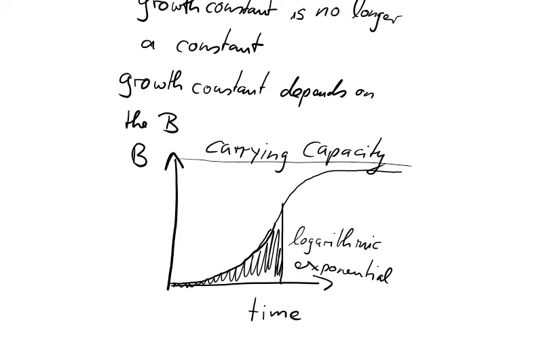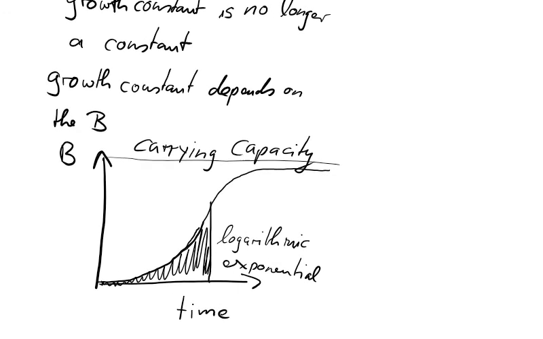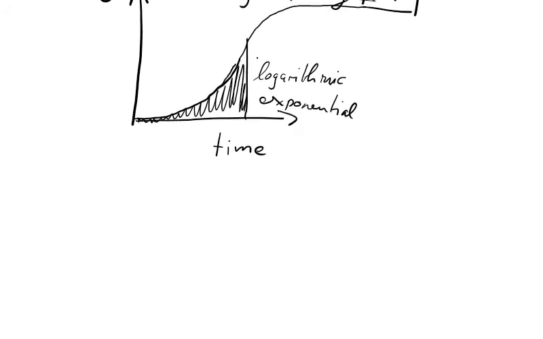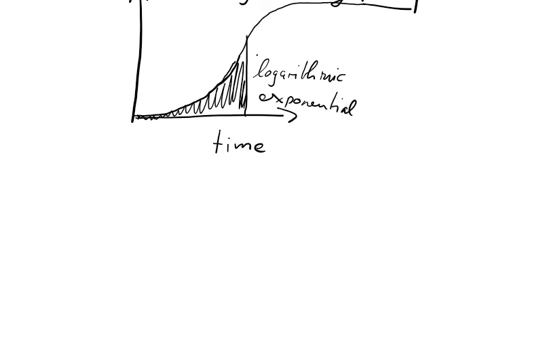That's the carrying capacity of the system, and that is usually abbreviated with a capital K. How do we actually get to the equation for this beautiful sigmoidal curve?